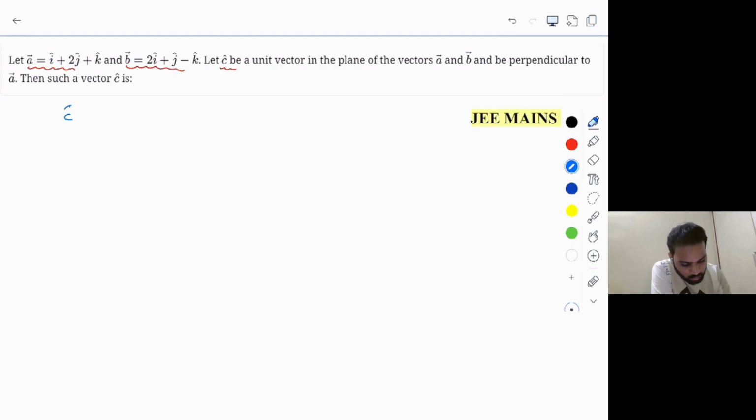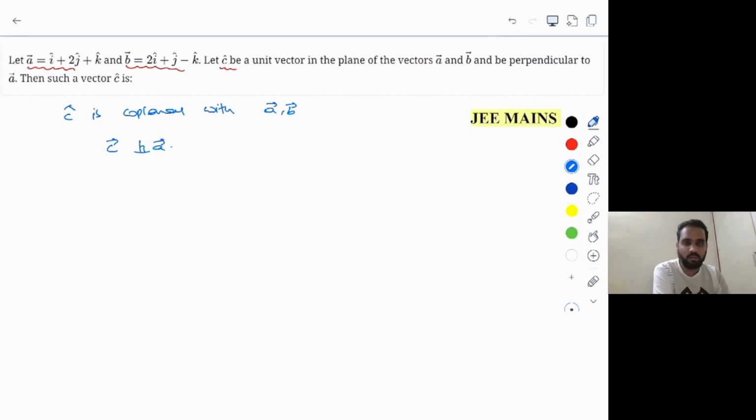That c bar is coplanar with a bar, comma b bar, because it is a unit vector lying in the plane of a bar and b bar, which means they are coplanar. And also, what is the condition given here? c bar is also perpendicular to the vector a bar.